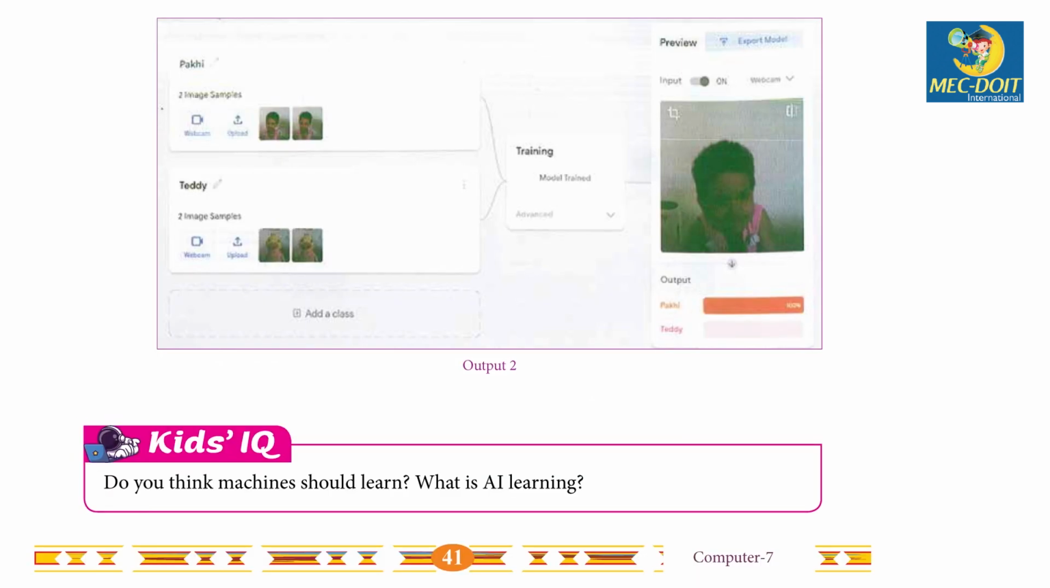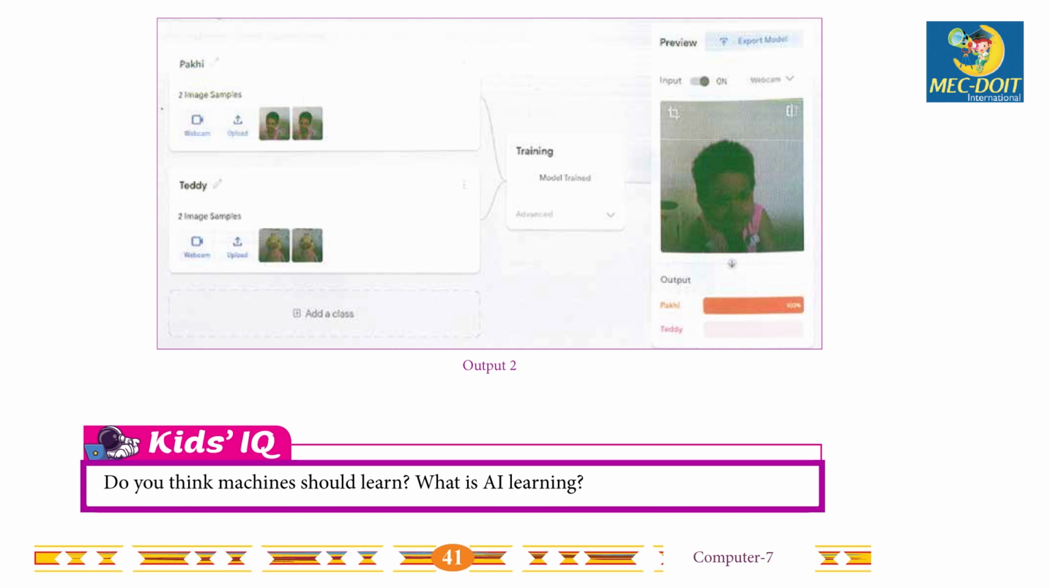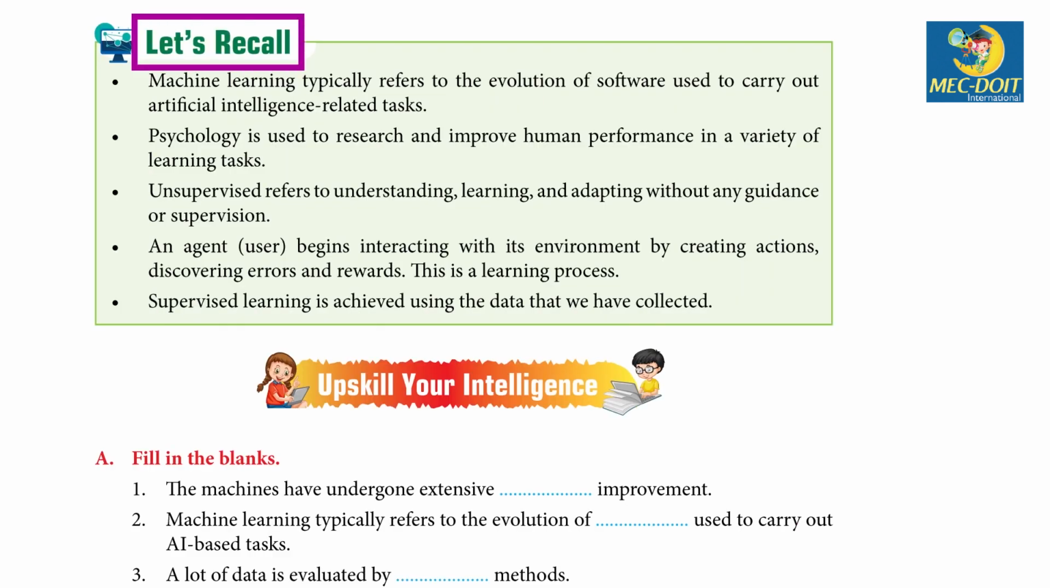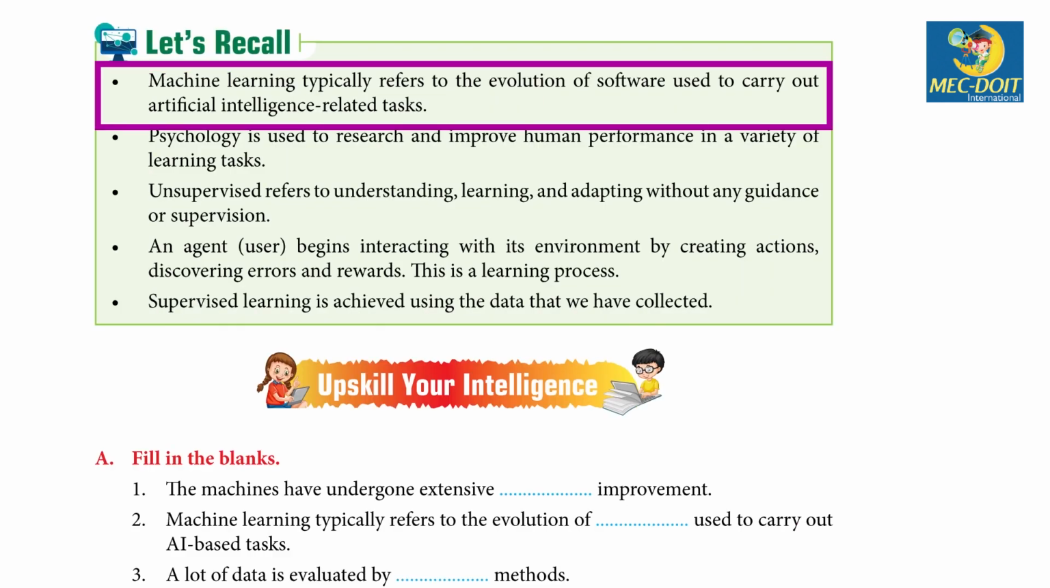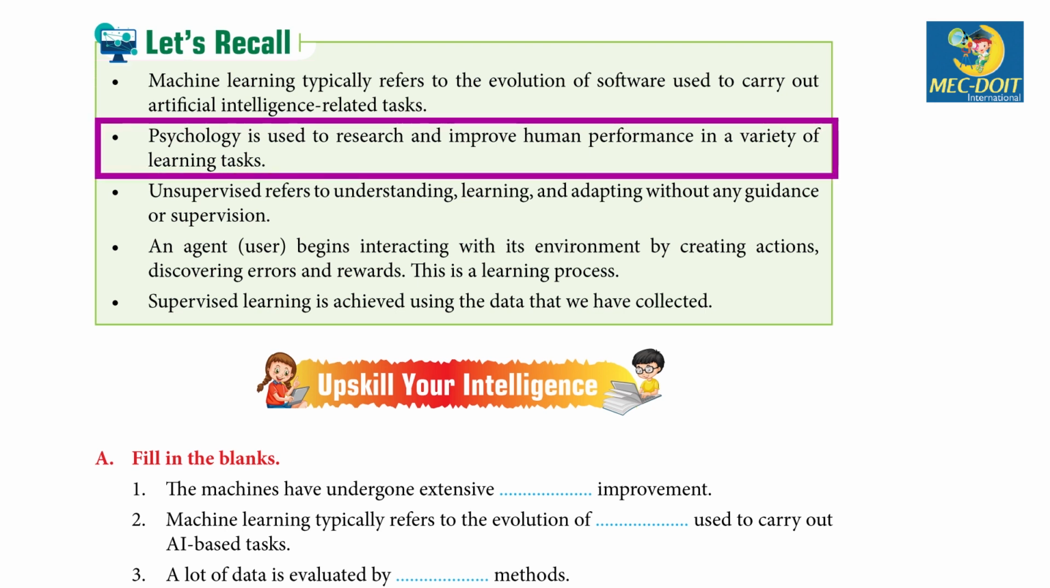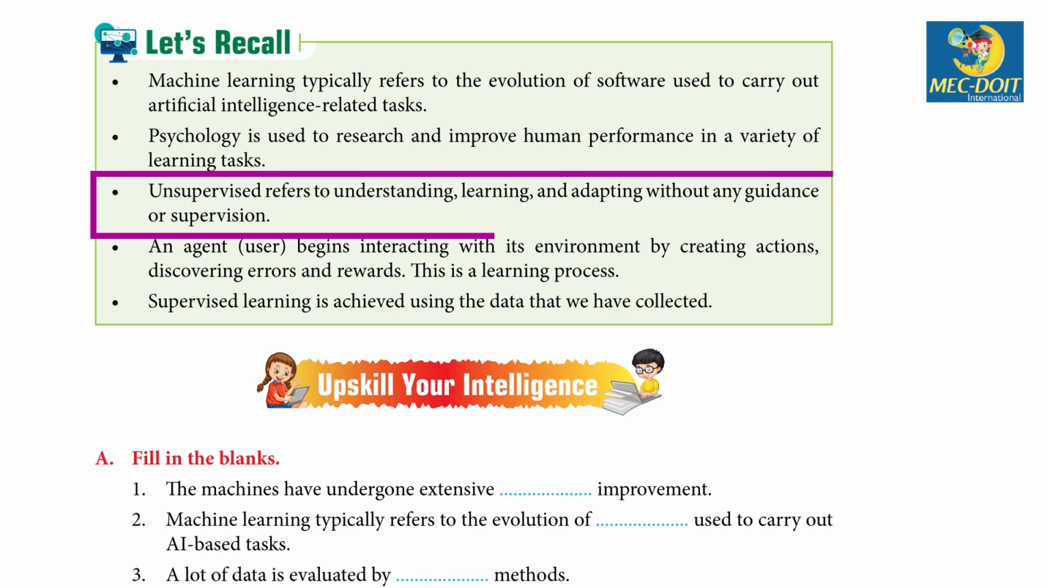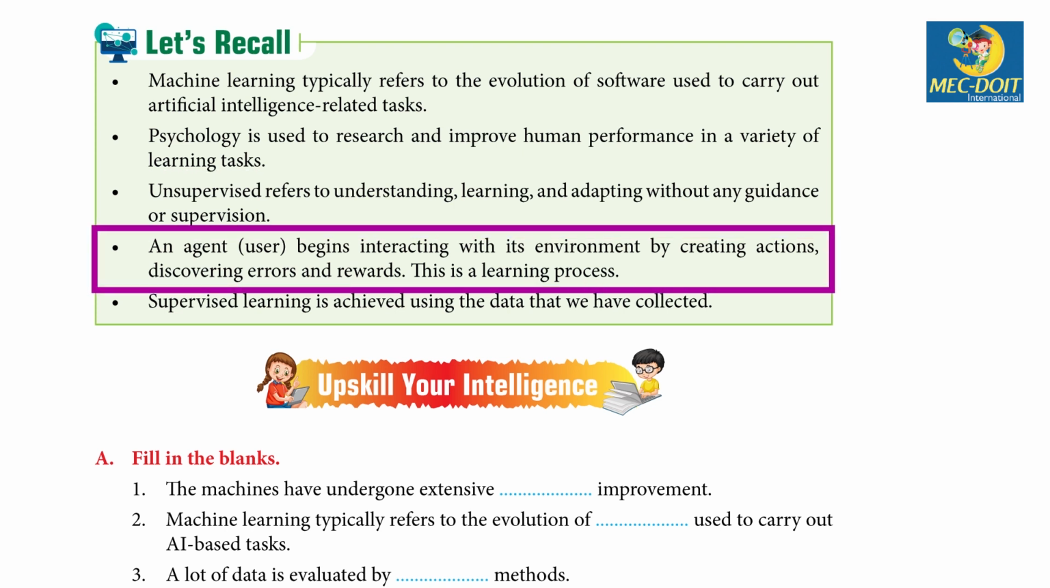Kids IQ. Do you think machines should learn? What is AI learning? Let's recall. Machine learning typically refers to the evolution of software used to carry out artificial intelligence-related tasks. Psychology is used to research and improve human performance in a variety of learning tasks. Unsupervised learning refers to understanding, learning, and adapting without any guidance or supervision. An agent begins interacting with its environment by taking actions, discovering errors and rewards. This is a learning process.